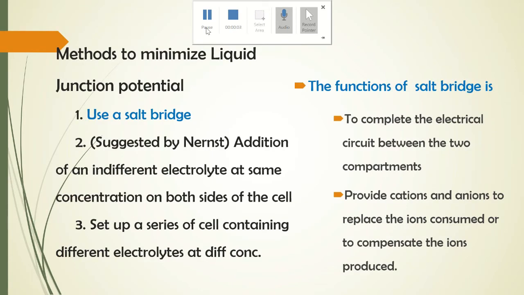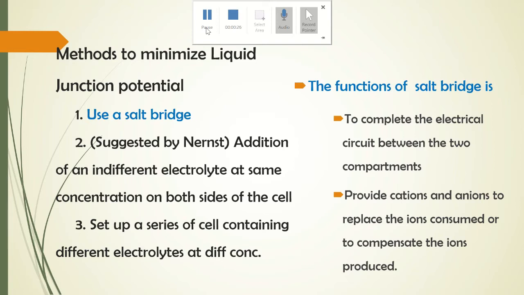Okay, next is, what are the methods to minimize liquid junction potential? There are two or three different methods. The first one is to use a salt bridge. You know what a salt bridge is? It is usually a system consisting of a saturated solution of KCl, which is kept in between the two solutions of a cell.